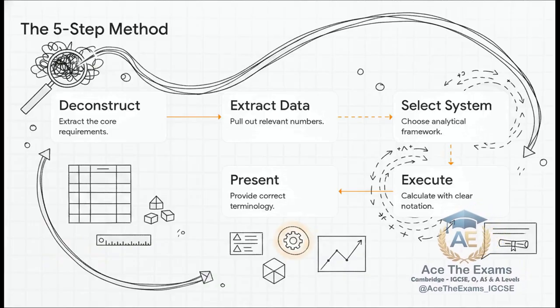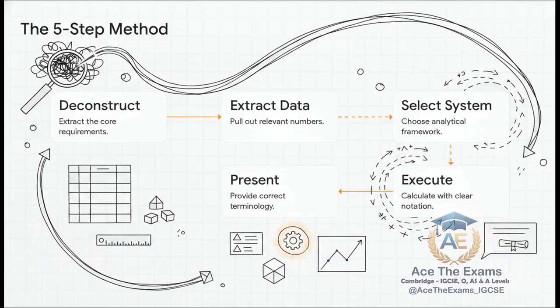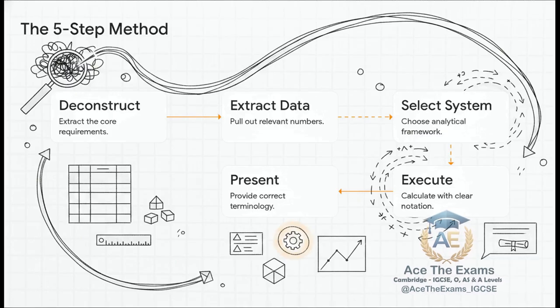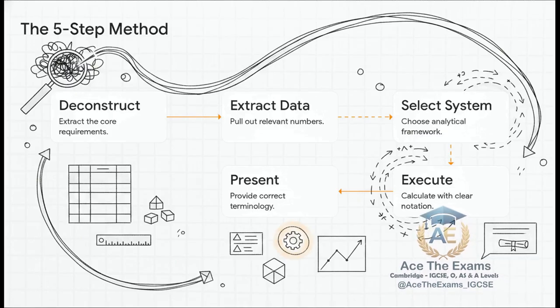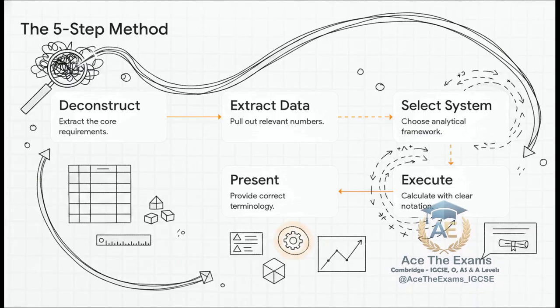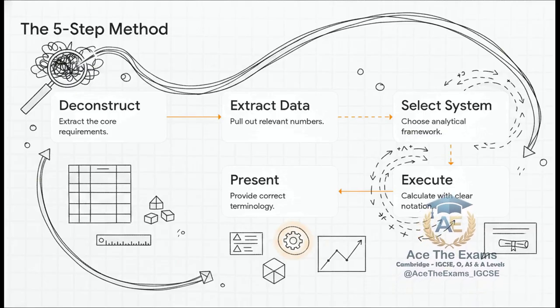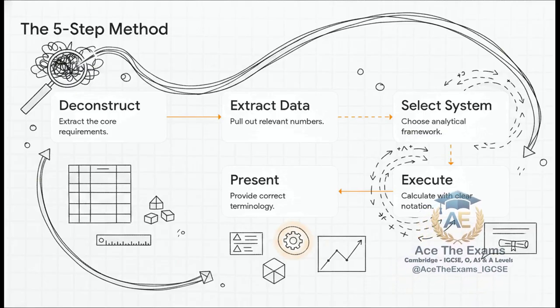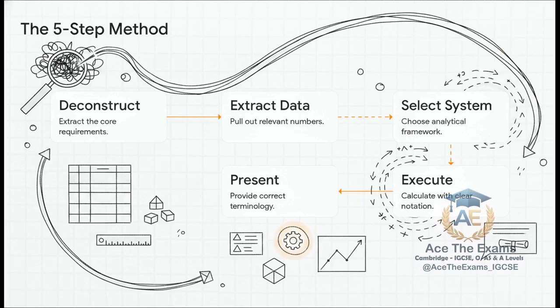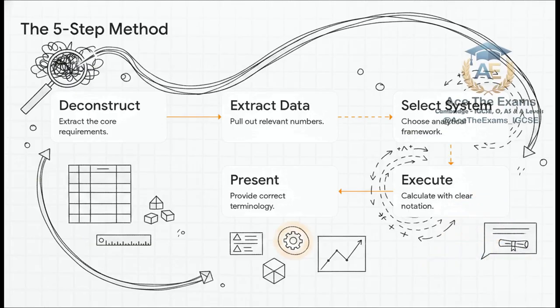Step 4 is where way too many candidates drop the ball. You literally must execute with clear, working notation. The examiners explicitly state in their reports that they award method marks even if your final calculation is dead wrong, but they can only do that if your notation is clear. Finally, step 5, present your conclusion using strict Cambridge terminology. Follow this loop, stop rushing, and you systematically harvest every available method mark.